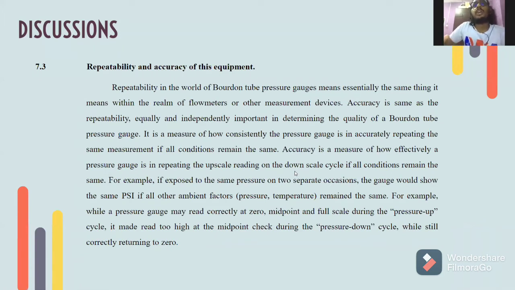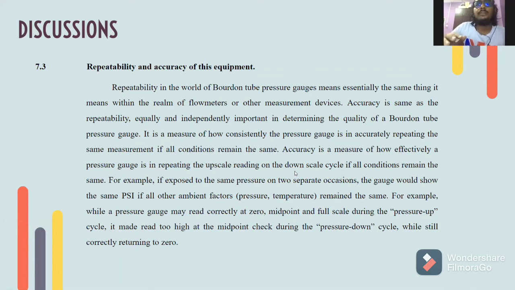Next, now we're going to see the repeatability and accuracy of this equipment. Repeatability in the world of Bourdon tube pressure gauges means essentially the same thing as it does within the realm of flow meters or other measurement devices. Accuracy is equally and independently important in determining the quality of a Bourdon tube pressure gauge. Repeatability is a measure of how consistently the pressure gauge is repeating the same measurement if all conditions remain the same.